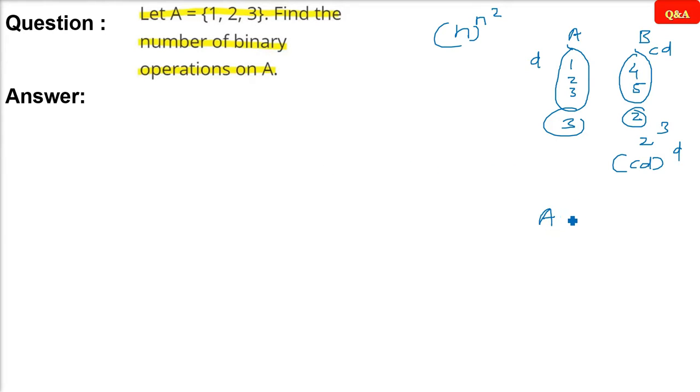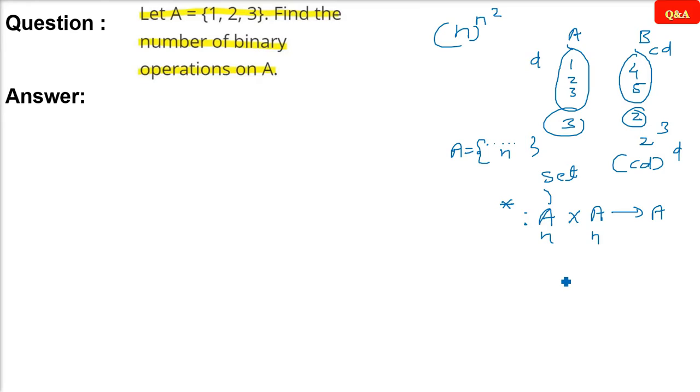When we represent the star as A cross A arrow A, what does it mean? The first value is taken from the same set, and the second value is also taken from the same set. So there will be a Cartesian product, A cross A. Now let us say the set A has n elements. The result should also come from this set of n elements. So A cross A is a Cartesian product, n cross n.